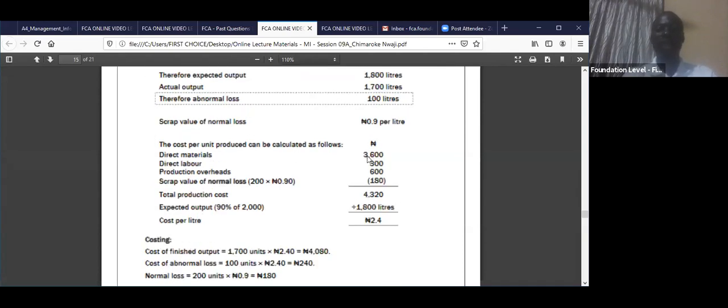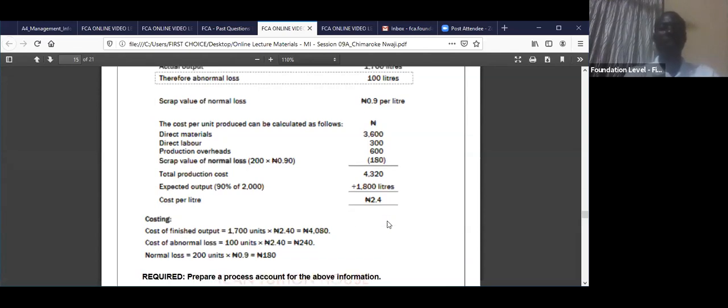Normally, we have our direct material, direct labor, production overhead. And we said scrap value, we are going to deduct scrap value, and then we get this as before. So it reduces the total production costs. Now expected, we are going to divide by the 1,800 expected. It means 2.4, as we did in the second example.